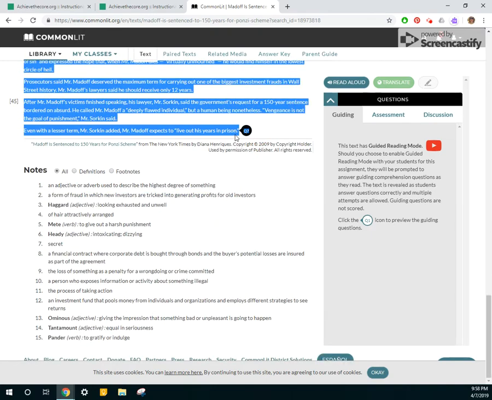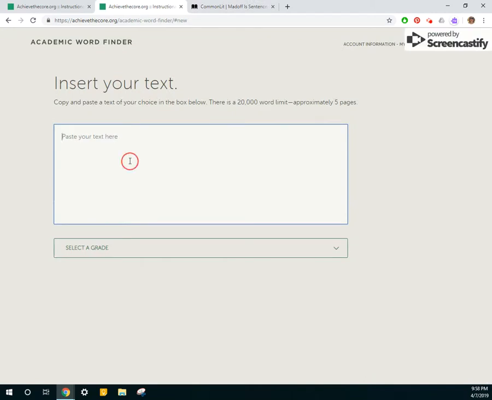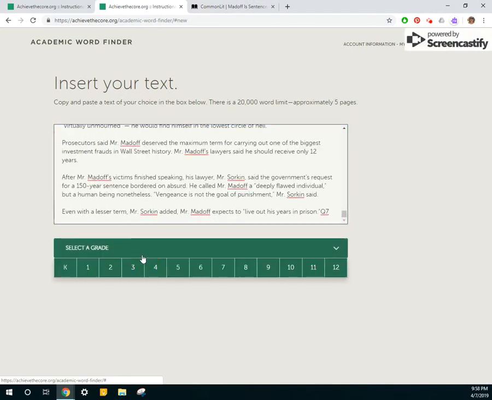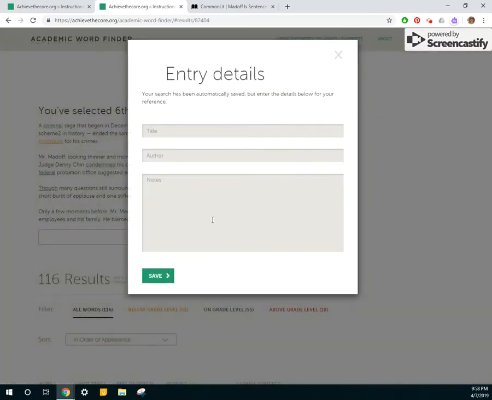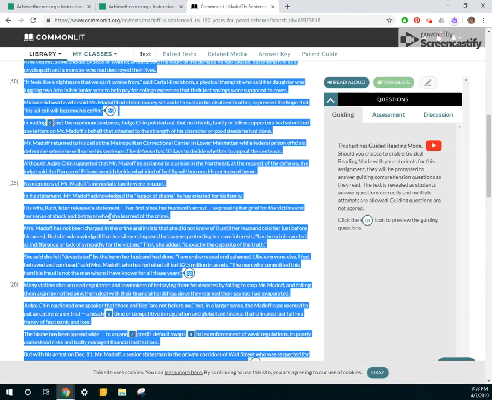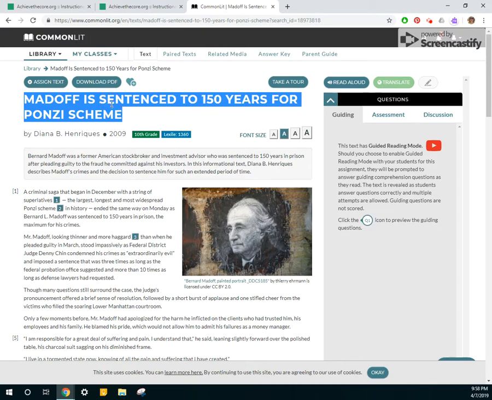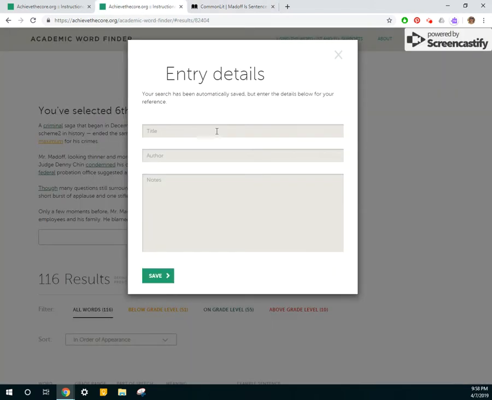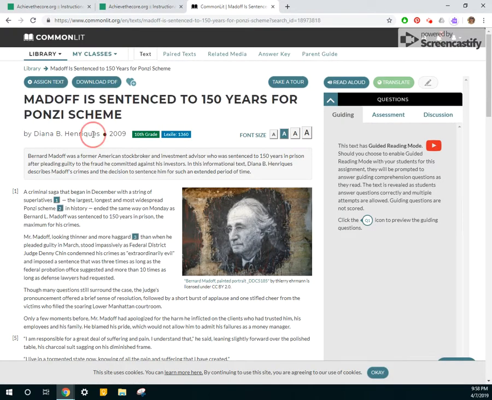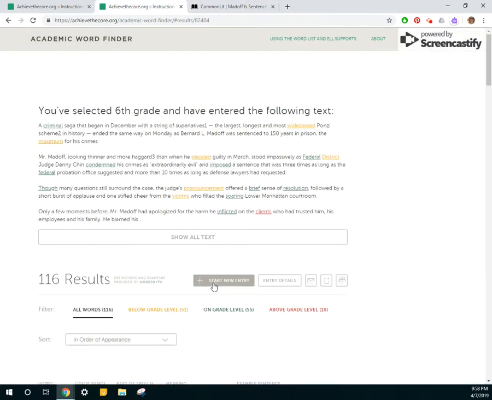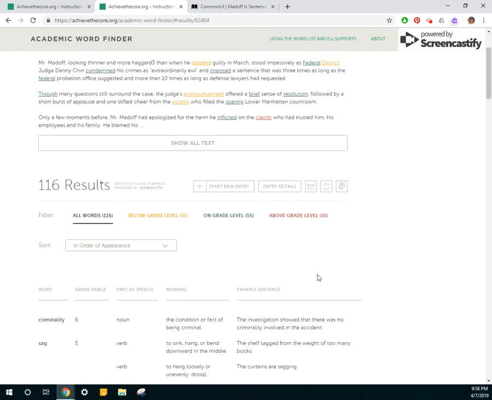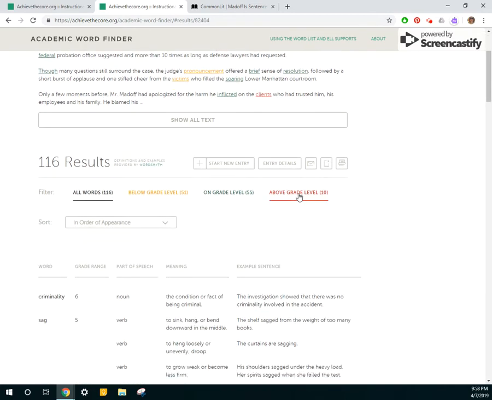I want to talk about economics with 6th graders. I know that that doesn't actually align with the curriculum, but for the sake of argument, I want to show you what it does. So I've put it under 6th grade, and now it's saying there are 10 words above grade level.